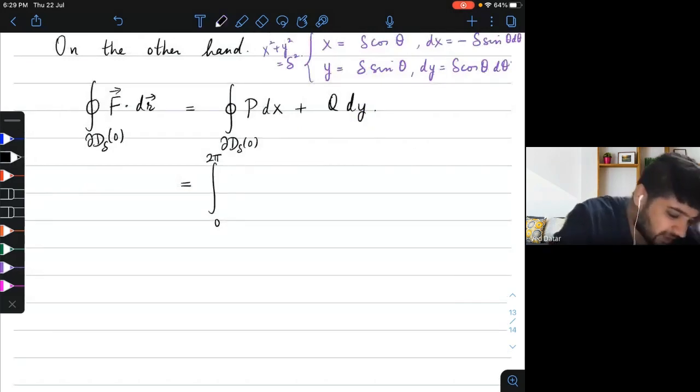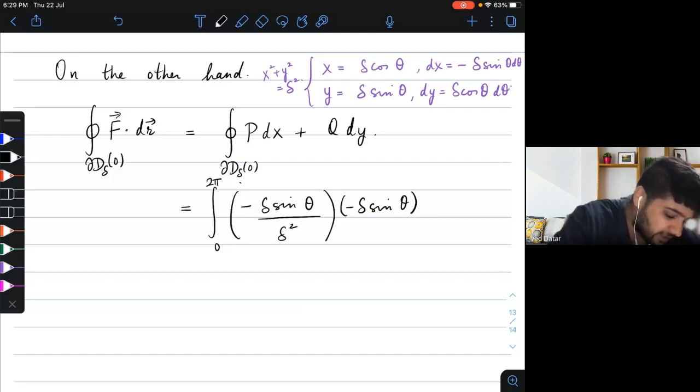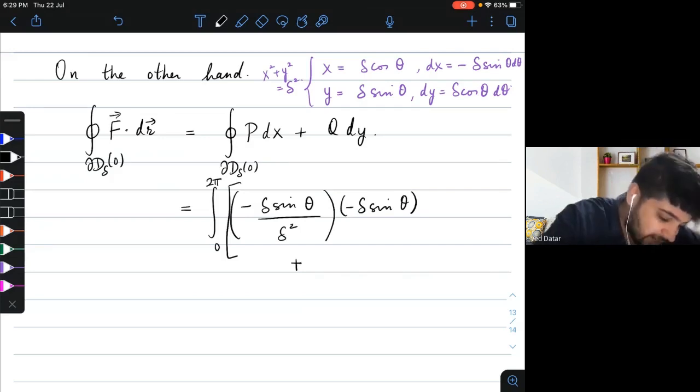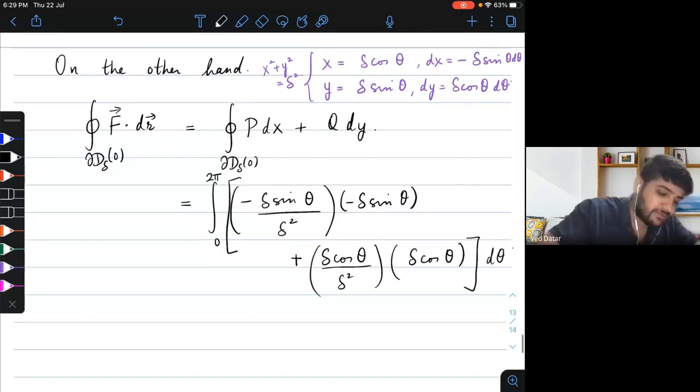So if you just plug that in, you're basically going to get minus delta sine theta by delta squared times dx. What is dx? It's minus delta sine theta; I'll put the d theta outside. And then the next term is x divided by delta squared. So what is x? That's delta cos theta by delta squared times dy, which is delta cos theta. And then everything times d theta.